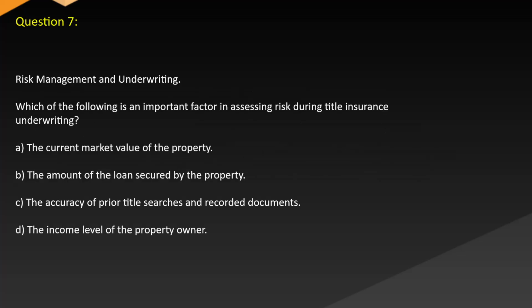Question 7. Risk management and underwriting. Which of the following is an important factor in assessing risk during title insurance underwriting? A. The current market value of the property. B. The amount of the loan secured by the property. C. The accuracy of prior title searches and recorded documents. D. The income level of the property owner.